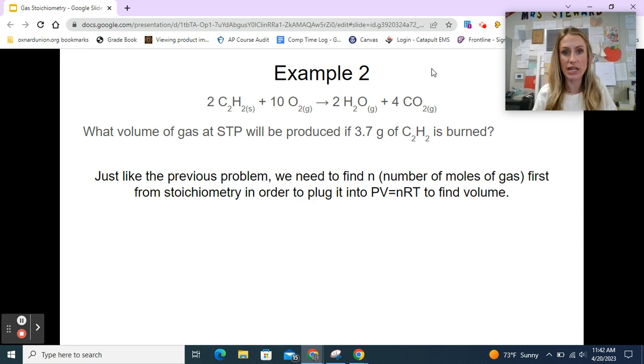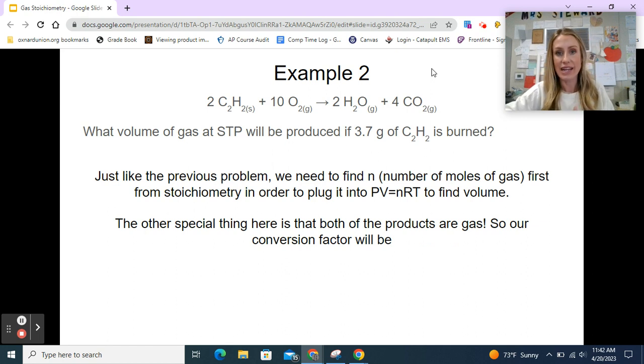from stoichiometry in order to plug it into our ideal gas law to find volume. Now, like I was just saying, the other special thing about this is that I just ask for gas. So notice how both of our products are gas here. So we're going to have a conversion factor that looks like this. 2 moles of C2H2 produces 6 moles of gas.